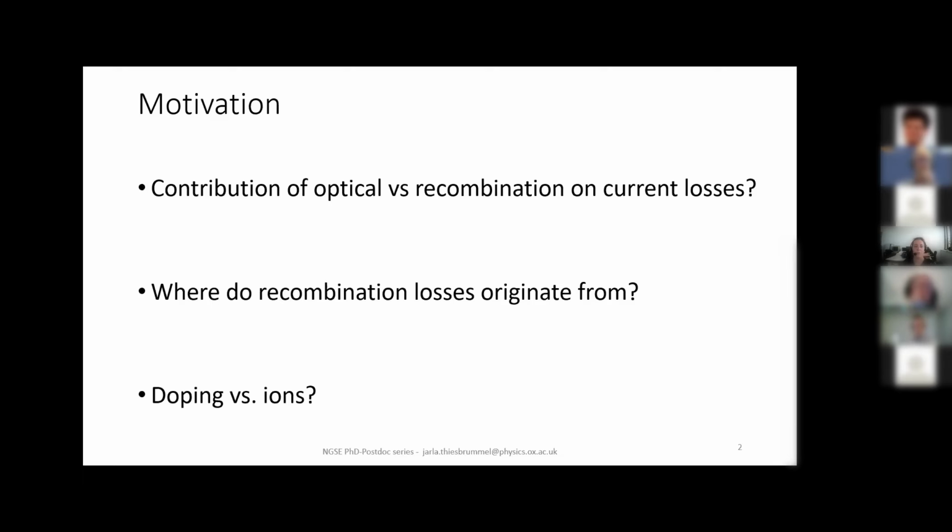First of all, figure out to what extent these current losses are optical losses, or to what extent they come from recombination losses. And then afterwards, we wanted to also understand these recombination losses a bit better, so figure out where they come from. In particular, we wanted to look at whether they might be due to doping, because lead-tin perovskites are a bit notorious because the tin 2+ in the material can easily oxidize to tin 4+. This can then lead to defects, but it can also dope the material. So we wanted to see if this doping somehow has an effect on the current losses, or if there might be other mechanisms at play. So for example, mobile ions.